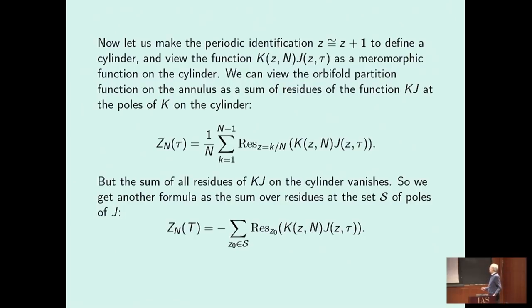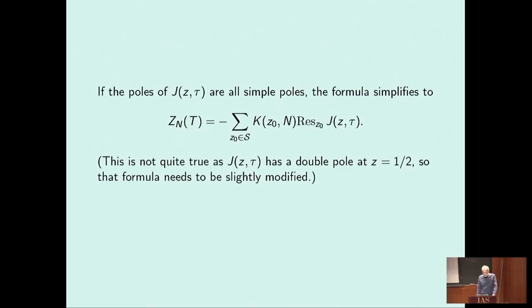But the sum of all residues of k times j vanishes. So I can write another formula for Z_n as minus the sum over all the other residues. And the other residues come from poles in j. So here's another formula. Now we're summing over poles of j instead of poles of k. So if the poles of j are all simple poles, I can pull k out from the residue expression, and we just get a sum of residues of j times values of k. There's actually one double pole, so there's a small modification which I won't explain.